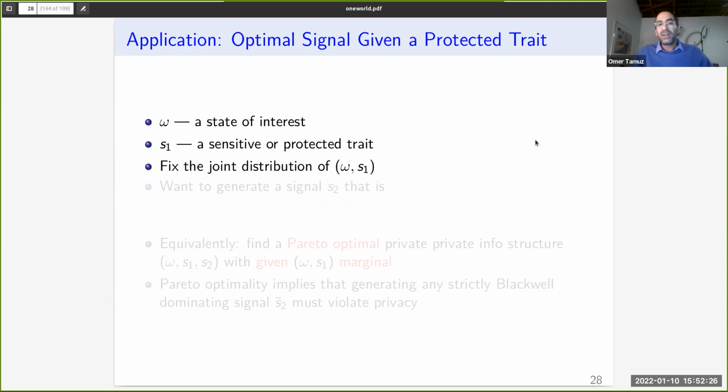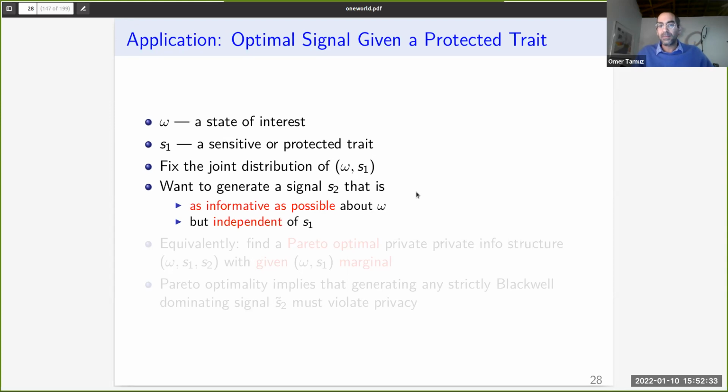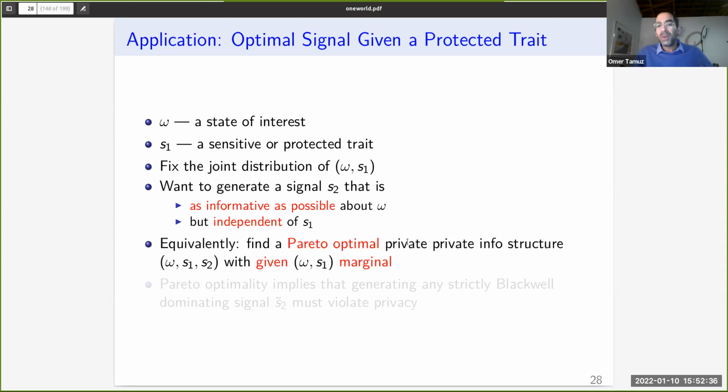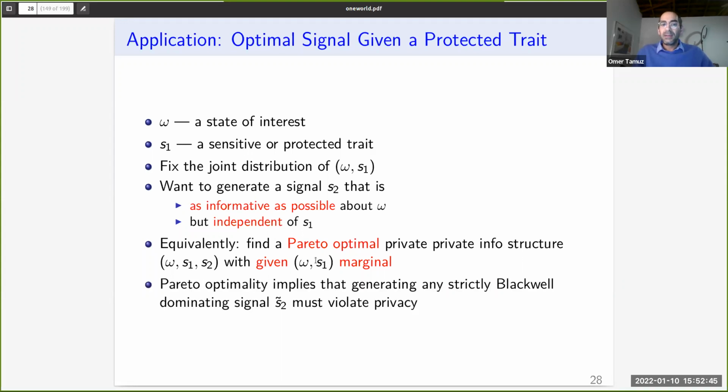And we're going to want to generate a signal S2 that is as informative as possible about omega, but is independent of S1. So it's the same as we want to find a Pareto optimal private-private information structure, omega, S1, S2, with a given omega, S1. Pareto optimality means that generating any strictly dominating signal S2 tilde must violate privacy. So I cannot give more information than this S2 if this is Pareto optimal.